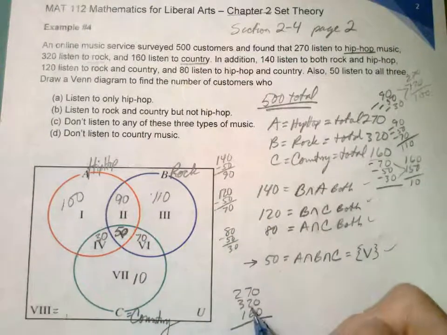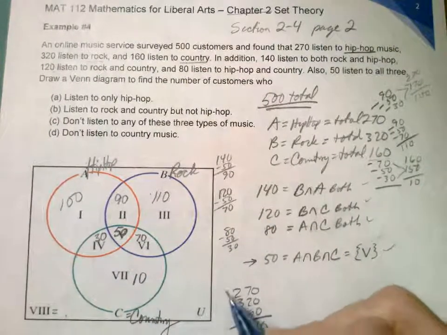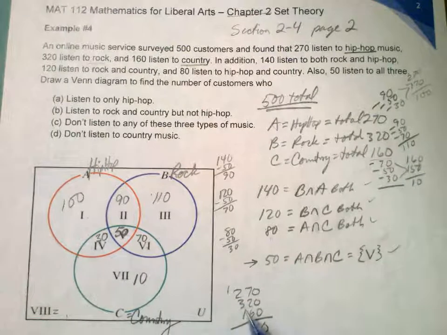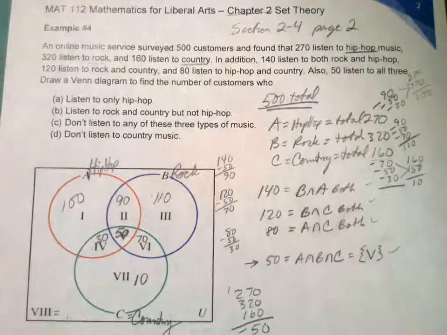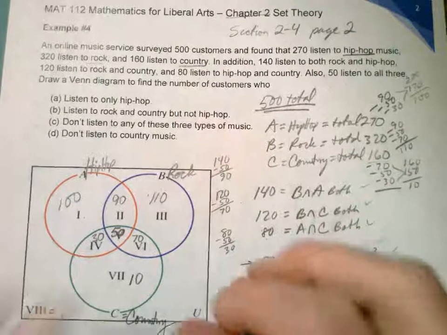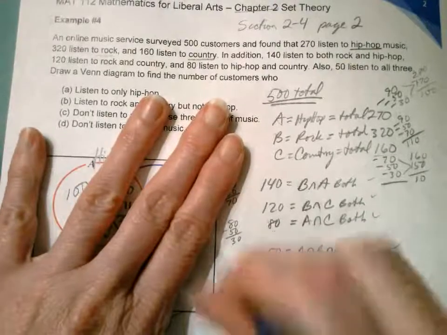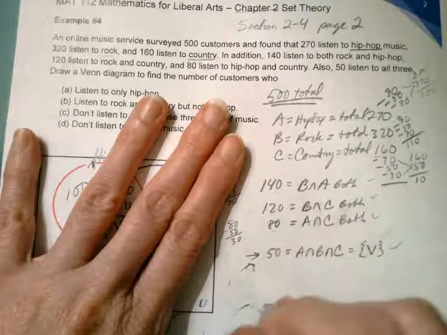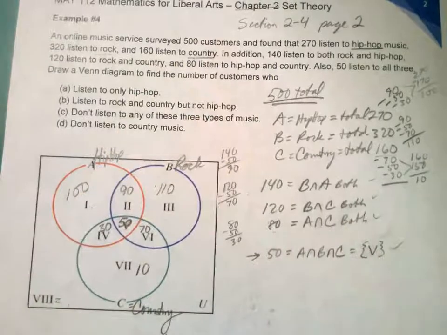That's what we have so far. 750. Something went wrong. Oh, can't add those numbers. Why can't you add those numbers, people? You can't add those numbers because there's overlapping numbers in there. That would have been too easy.